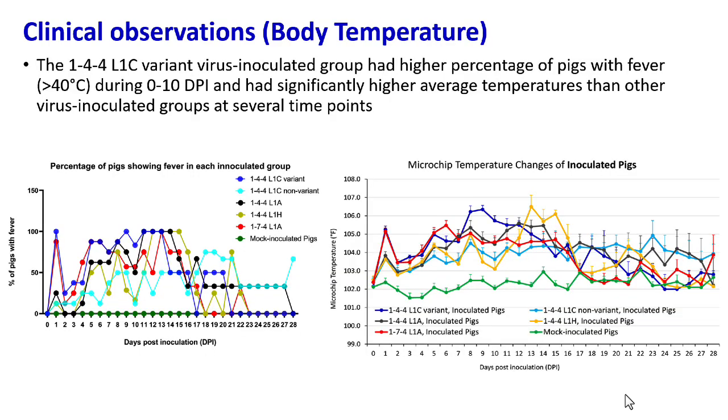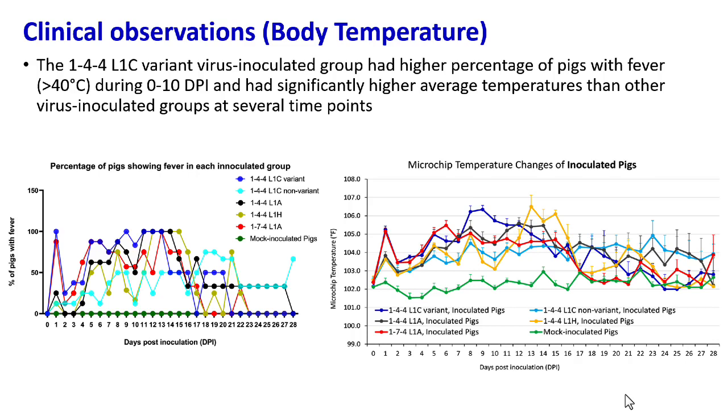Here, the body temperature on the left side shows the percentage of pigs from each group having a temperature over 40 degrees. You can see that both the 144L1C variant and 174L1A have a higher percentage than the other groups at 1 dpi and also at 4 to 7 dpi. From 7 to 10 dpi, the L1C variant has a higher percentage of febrile pigs compared to 174 and the other groups.